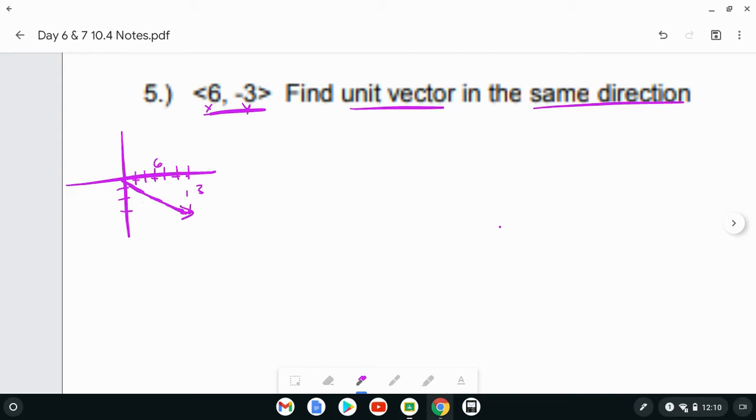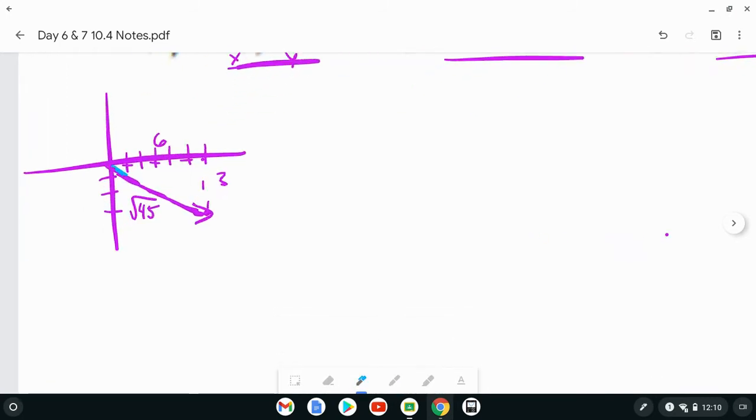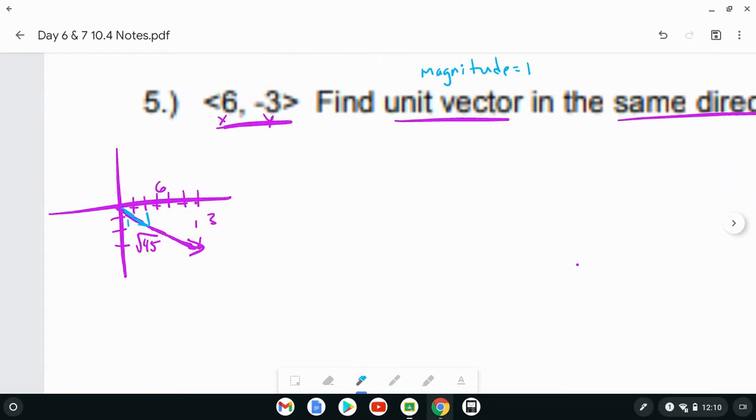So obviously that magnitude in the direction of our vector is larger than 1. Unit vector means that it has a magnitude of 1, right? So what we're trying to do, and we could find this if we really wanted to, I can go ahead and do that. What's that? Square root of 36 plus 9, so that's square root of 45, right? That's the length of the actual vector. We're trying to find the unit vector that's going in the same direction. So we're trying to find this vector that has a length or a magnitude of 1, okay?